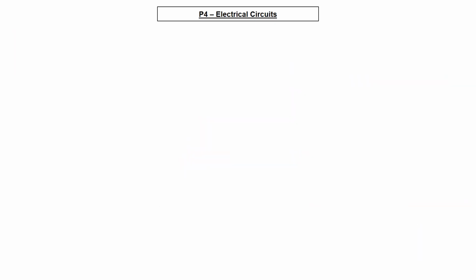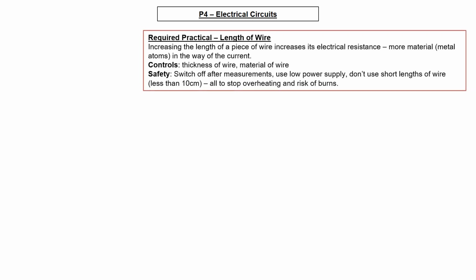Okay, electrical circuits. So, first of all, required practical, length of wire. If we increase the length of a piece of wire, this increases its electrical resistance. There's more material, such as metal atoms, in the way of that current. Controls we need to think of here: thickness of the wire, material of the wire. You may even say use the same power supply or other such things.